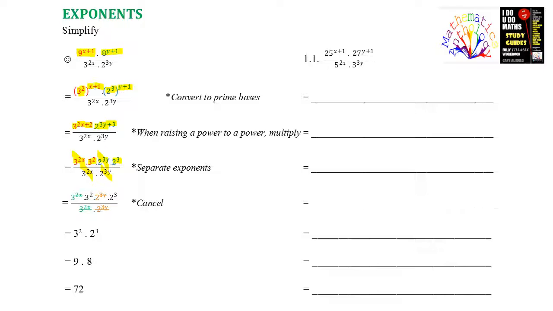So eventually I am left with 3 to the power 2 all over 2 to the power 3 all over, I have nothing left in the denominator, so that's the denominator of 1. So this becomes 9 times 8. 3 squared is 9, 2 cubed is 8. 9 times 8 will give me 72, and that is my simplified algebraic expression here.